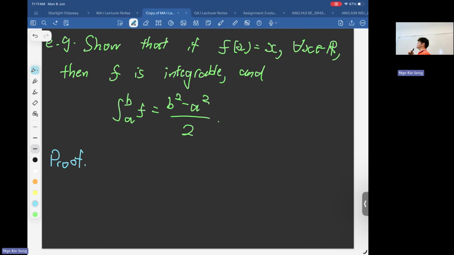Okay, continue. So let's prove that f(x) equal to x is integrable, and then show that the integral from a to b is (b squared minus a squared) over 2. I mean, there are two kinds of notation we learned, right? So we can write like this. Yeah, last week. Yeah, we can write this as well.